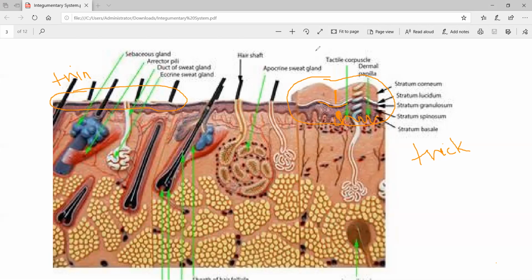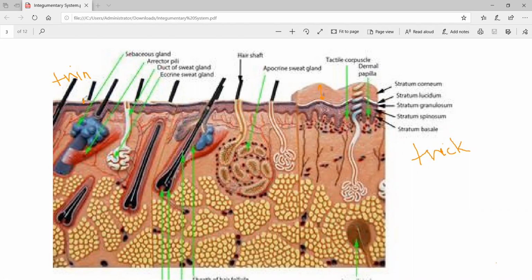Okay, so what are the differences between thin skin and thick skin? Thick skin has a very thick stratum corneum. So you can see it right here. I'm going to put the arrow right here. That is your stratum corneum. So thick skin has a very thick stratum corneum. And you can see over here, there's just this itty bitty, I don't know if you can even see my line right here, but there's a very thin stratum corneum in thin skin.